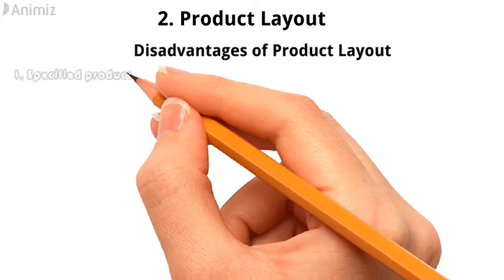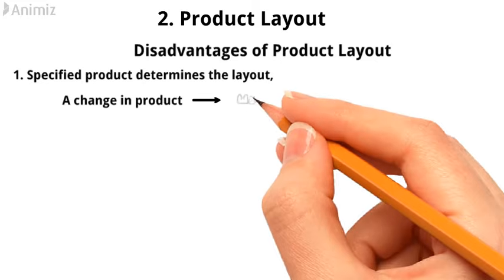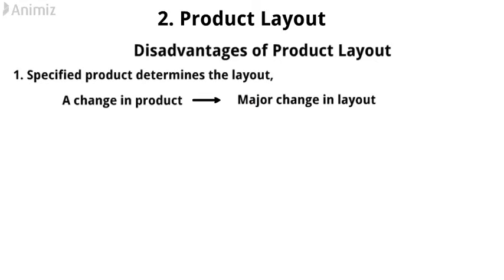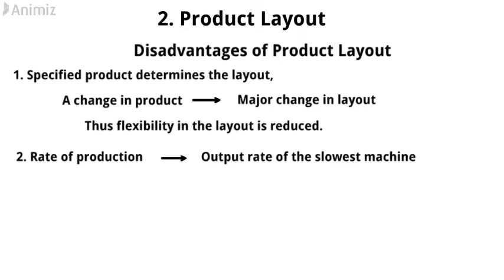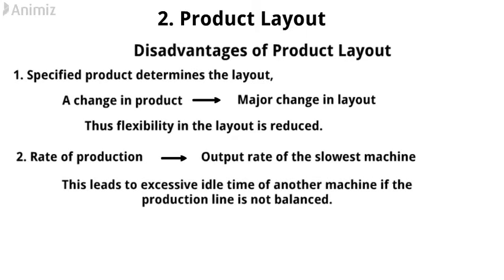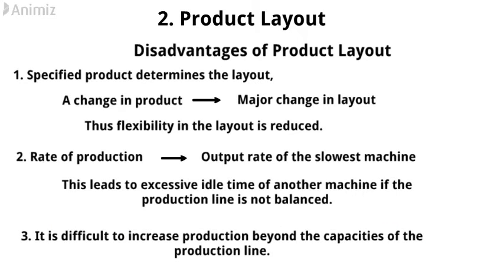Disadvantages of product layout. 1. In product layout, specified product determines the layout. A change in product involves a major change in layout, thus flexibility in the layout is reduced. 2. Rate of production depends upon the output rate of the slowest machine. This leads to excessive idle time of another machine if the production line is not balanced. 3. It is difficult to increase production beyond the capacities of the production line.